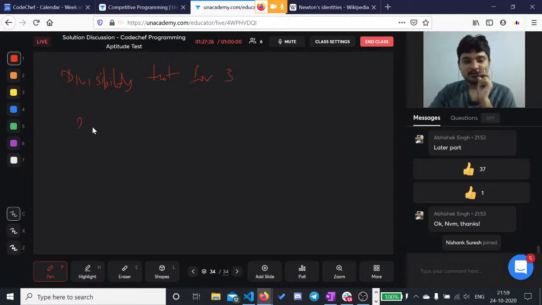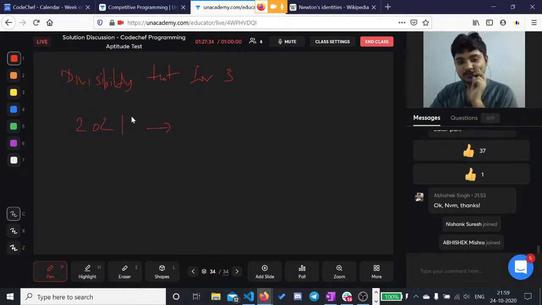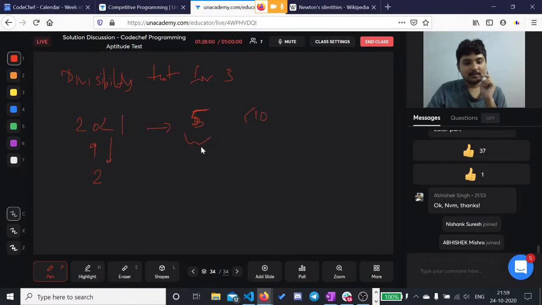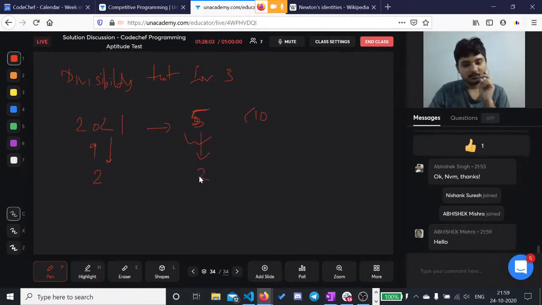So what you can do, for example for 2021, is replace 2021 by the sum of its digits. 2 plus 0 plus 2 plus 1 is 5, and you can keep doing this until the remaining number is less than 10. If the remaining number is divisible by 3, then your original number was divisible by 3. More specifically, the remainder when divided by 3 is the same. The remainder when 2021 is divided by 3 is 2, and the remainder when 5 is divided by 3 is also 2.